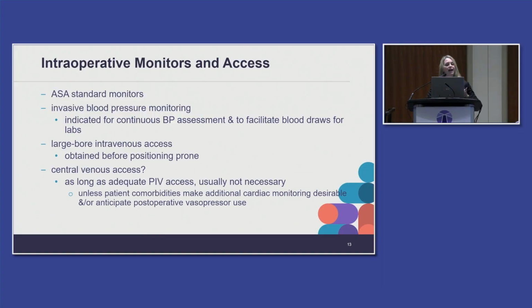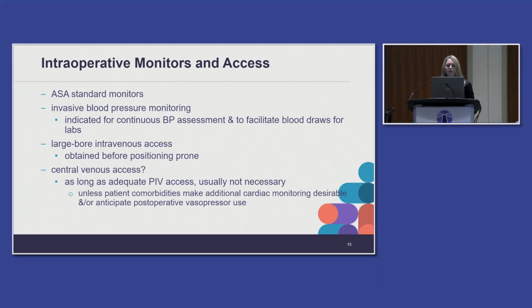Okay, so we've gotten past the preoperative assessment. Our patient is ready to come to the operating room. We need to be thinking about our intraoperative monitors and access planning. Of course, routine basic physiologic monitors are indicated. The ASA standard monitors, as well as invasive blood pressure monitoring, are indicated for both continuous blood pressure assessment and to facilitate blood draws for labs.